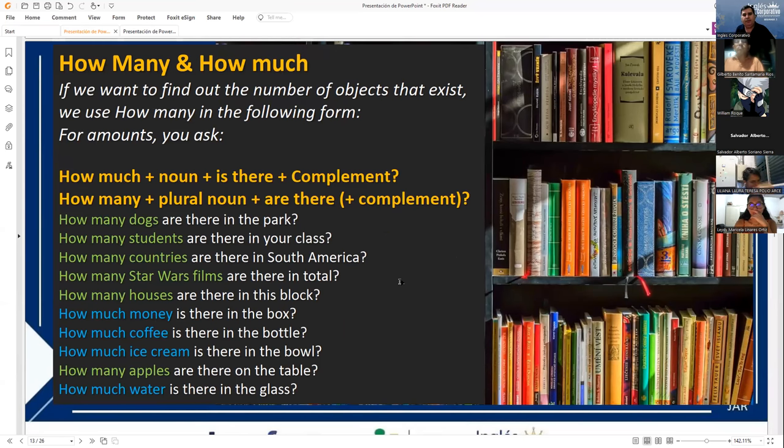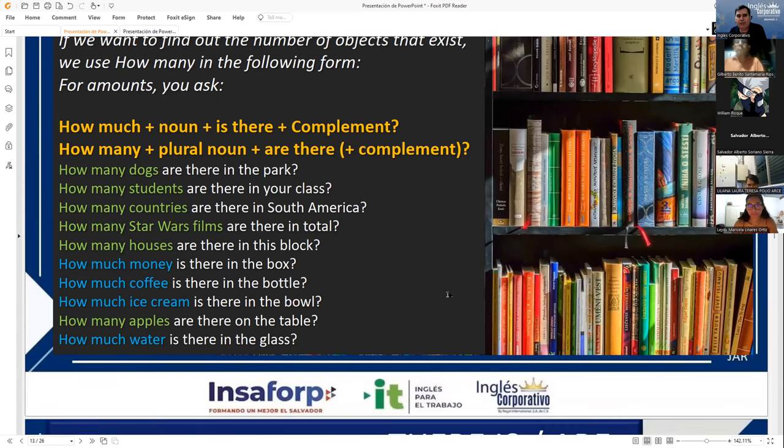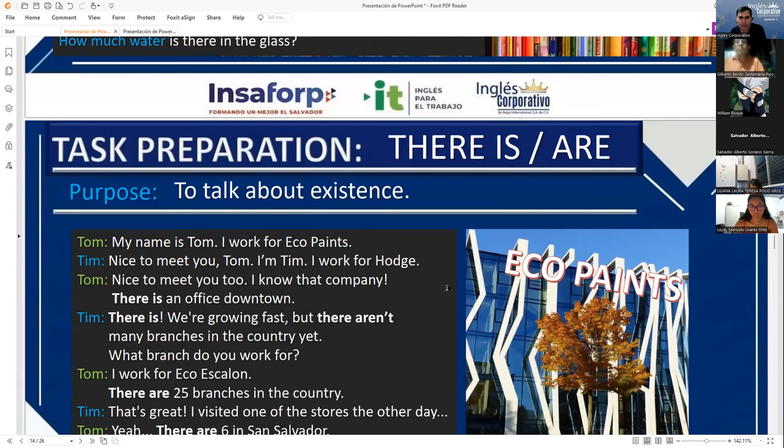How many dogs are there in the park? How many students are there in your class? How many countries are there in South America? How many Star Wars films are there in total? How many houses are there in this block? How much money is there in the box? How much coffee is there in the bottle? And how much ice cream is there in the bowl? How many apples are there on the table? How much water is there in the glass? You put them in that way.